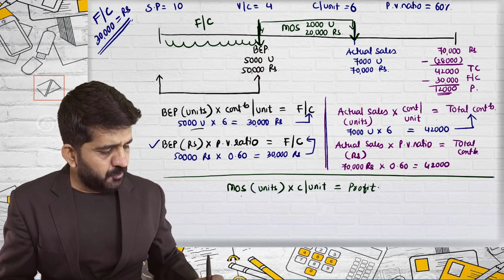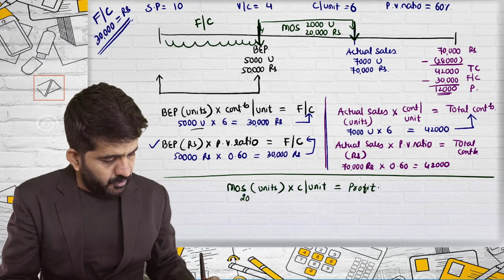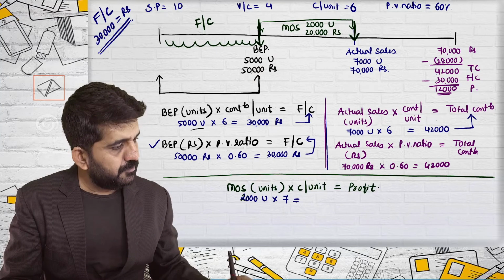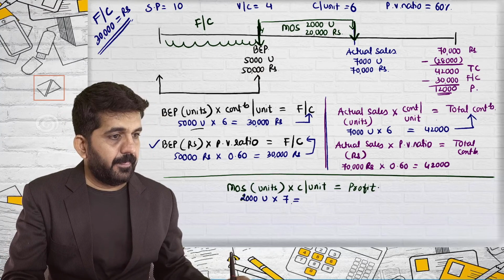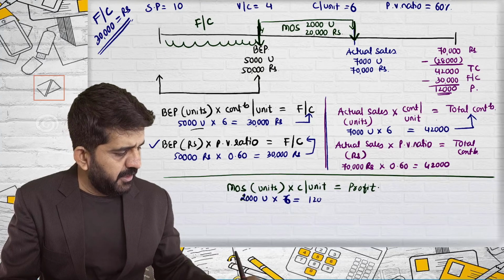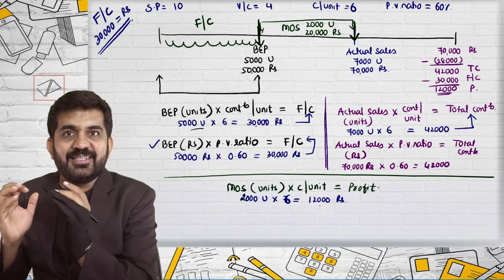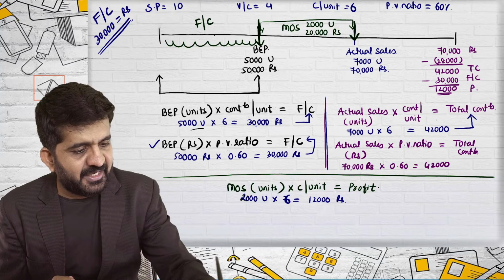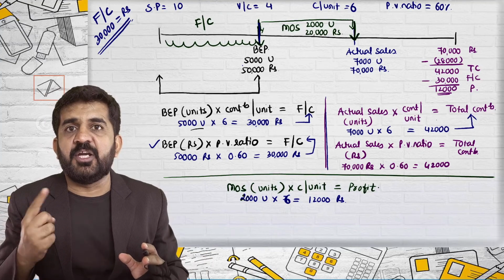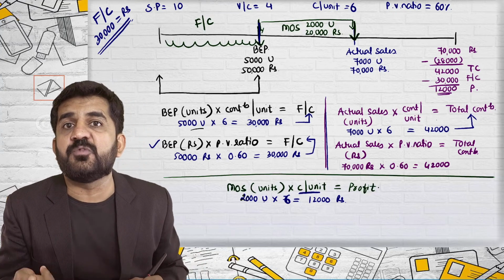Let me find out in our case whether the answer is coming or not. Margin of safety in units. So 2,000 units multiplied by contribution per unit, which is rupees 6. This will be 12,000 rupees. Why 12,000 rupees? Neither am I taking total sales, nor break even point. I am taking the difference between total sales and break even point. Difference between total sales and break even point means your fixed cost is already covered. So contribution in margin of safety is nothing but profit.